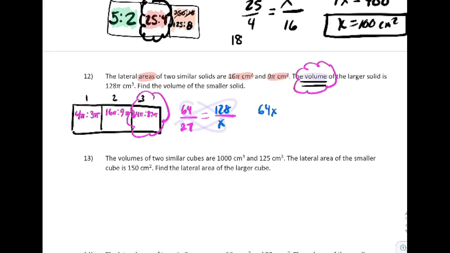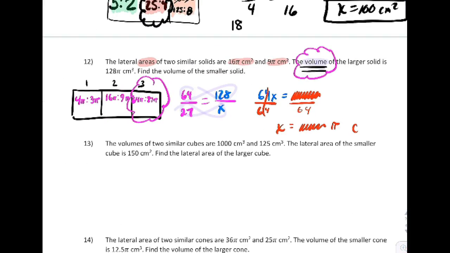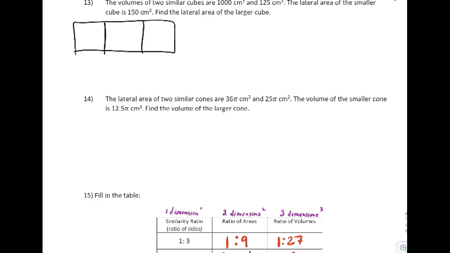So we have 64x equals whatever 27 times 128 is, which is 3,456, and then we divide both sides by 64, and the answer is 54. And again, it's 54 pi cubic centimeters. So there's a lot to that answer because the units that it was in before were in terms of pi and cubic centimeters.